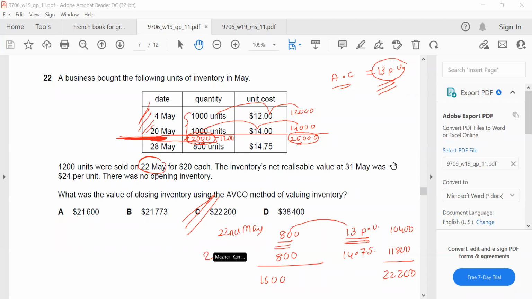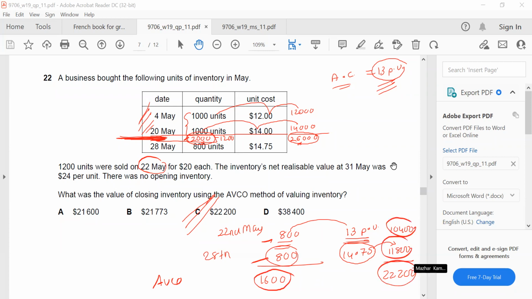And on 28th of May, I have purchased 800 more units at 14.75. So the cost is this. When I do the AVCO method, quantity plus quantity gives total quantity, cost plus cost gives total cost, divided by total quantity will give me the average cost or valuation as per AVCO. Are you with me? Yeah.